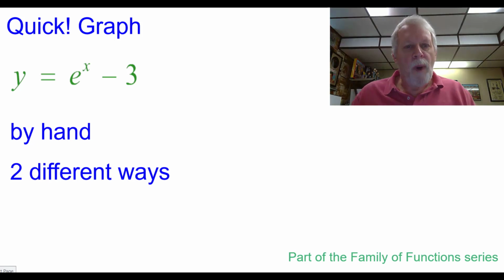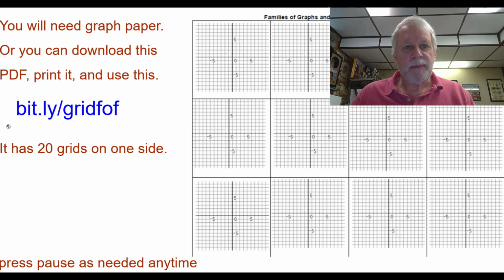Quick, graph y equals e to the x minus 3 by hand 2 different ways. This is part of the Family of Functions series. You will need graph paper, or you can download this PDF and print it. Press pause as needed anytime during the video.